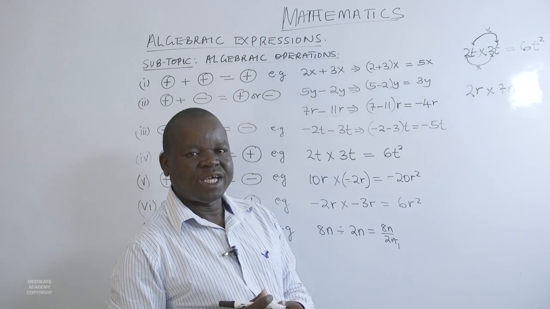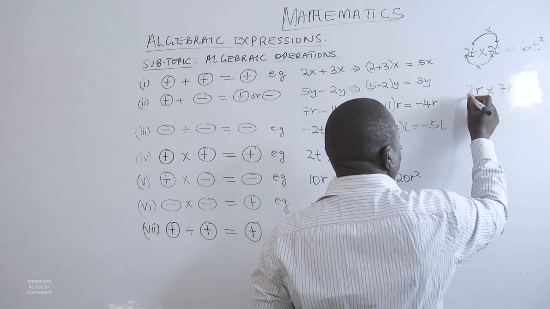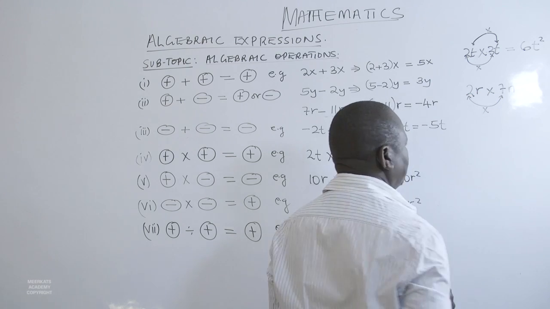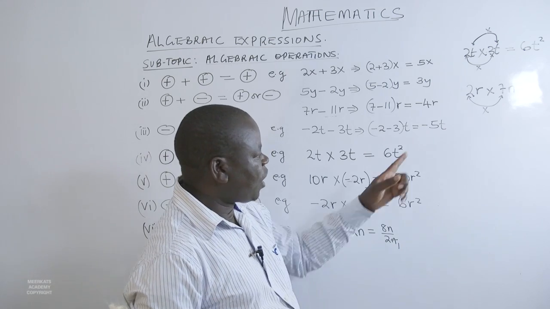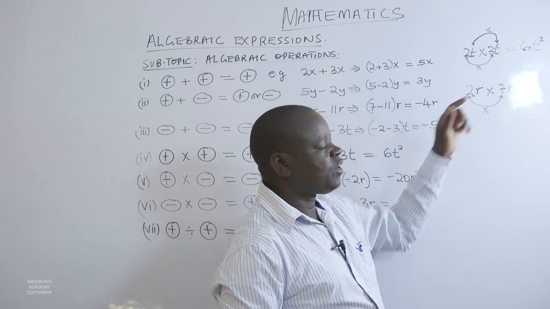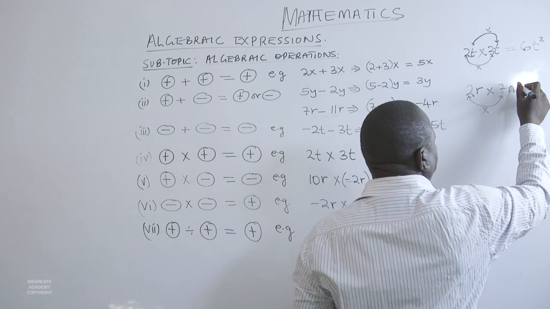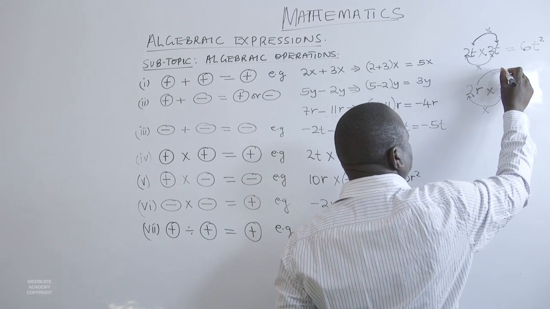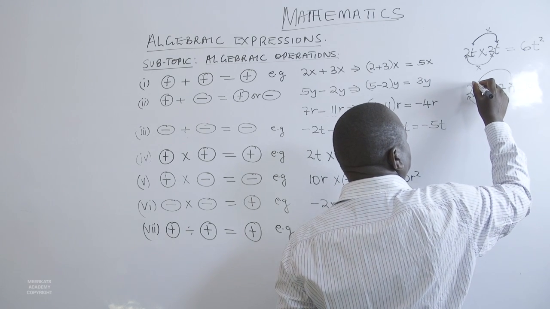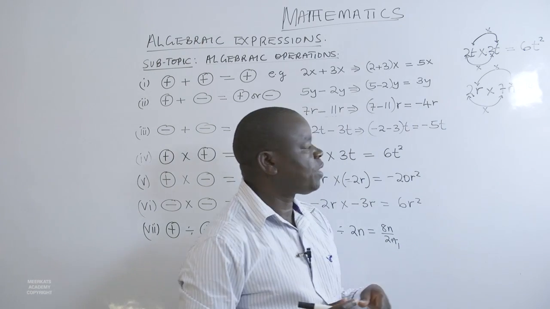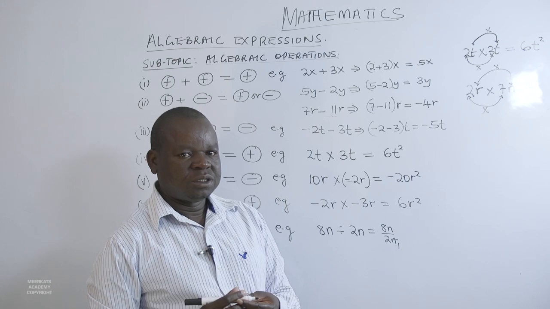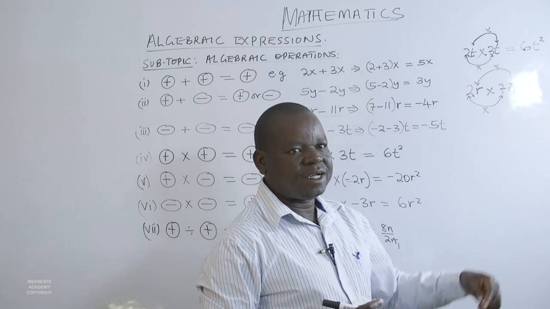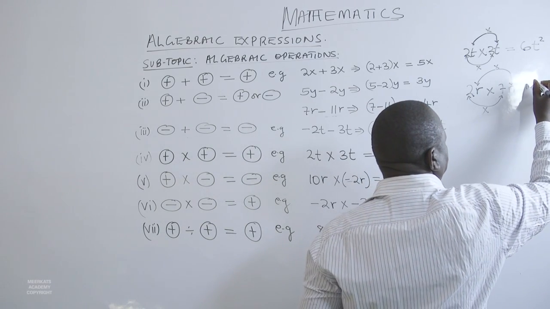2r multiplied by 7n here means we first of all multiply the coefficients. So we multiply 2 by 7 to give us 14. Then we multiply the pronumerals also. And when we multiply r by n or n by r, we obtain rn.